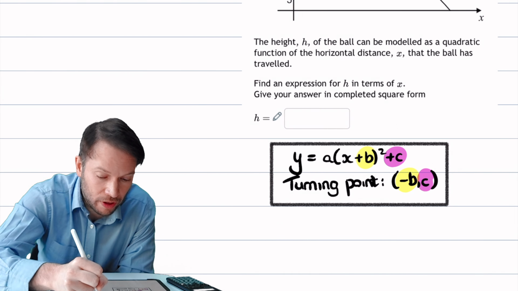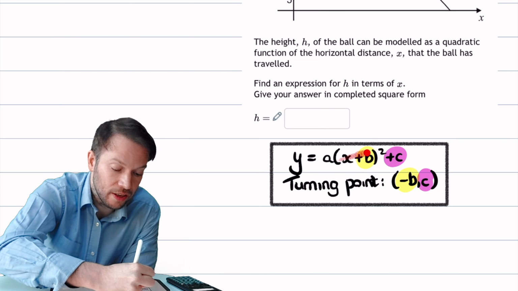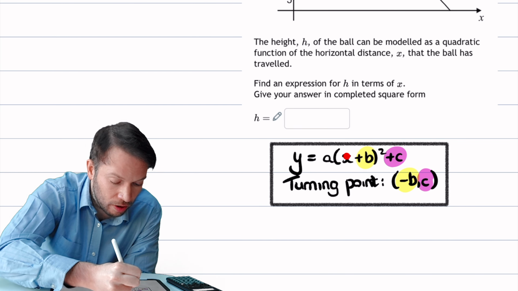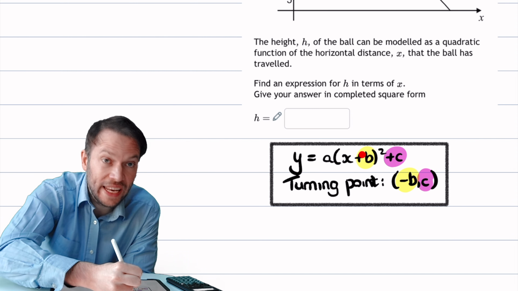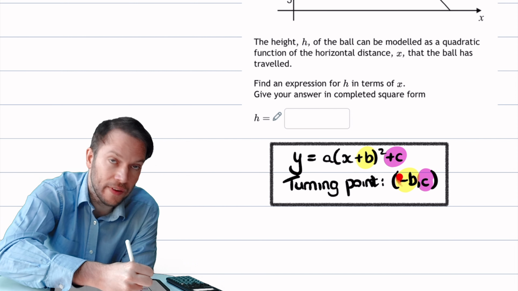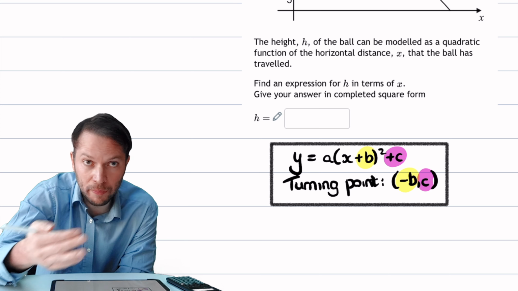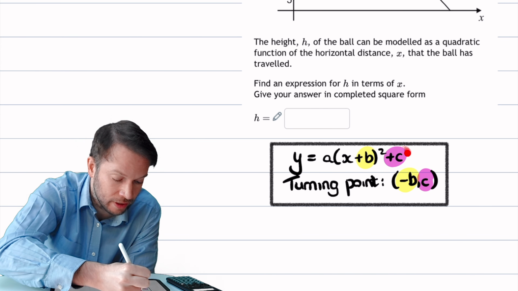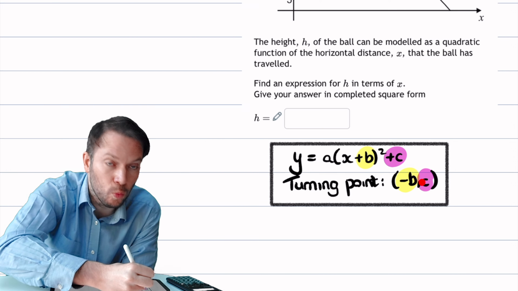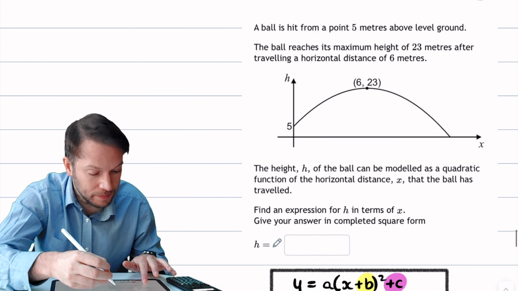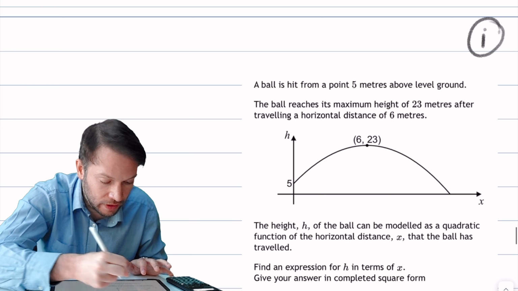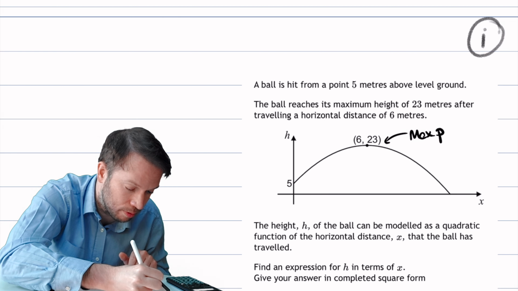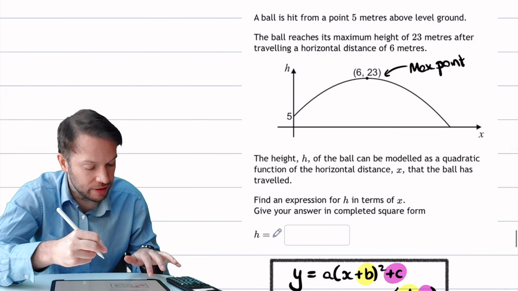Now remember, we saw that if we have the quadratic equation in completed square form, which looks like this, then whatever the value was after the x, so this plus b, we negate it to get the x value of your turning point. And remember, turning point might be a minimum or a maximum point. And then we use the value after the square, the constant term, as the y value of the turning point. So in this particular case, we've got this turning point here, which is your maximum point. Your turning point is (6, 23). So let's use that.